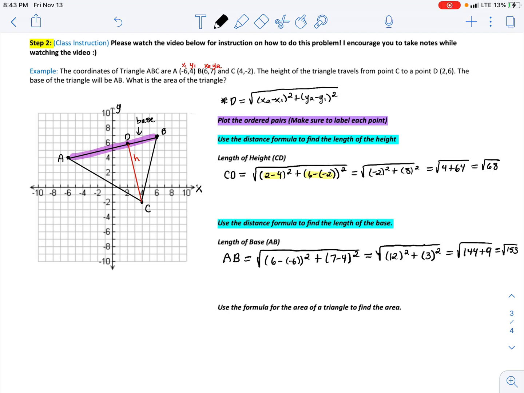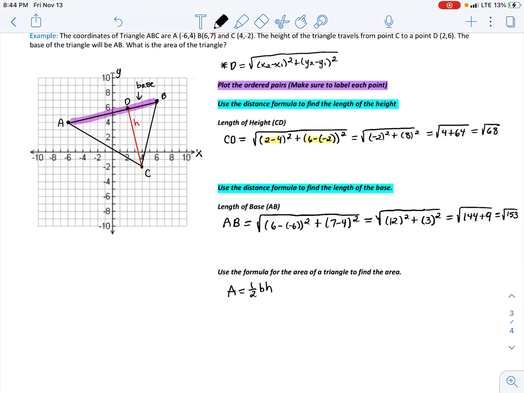Okay, and so now you want to use the formula for the area of a triangle to find the area. So the area is equal to 1/2 the base times the height. And so I know that my base is the square root of 153 times the height, which is the square root of 68. And so using a calculator, you can finish up this problem by just finding the square root of 153 and the square root of 68 and multiplying that by 1/2.